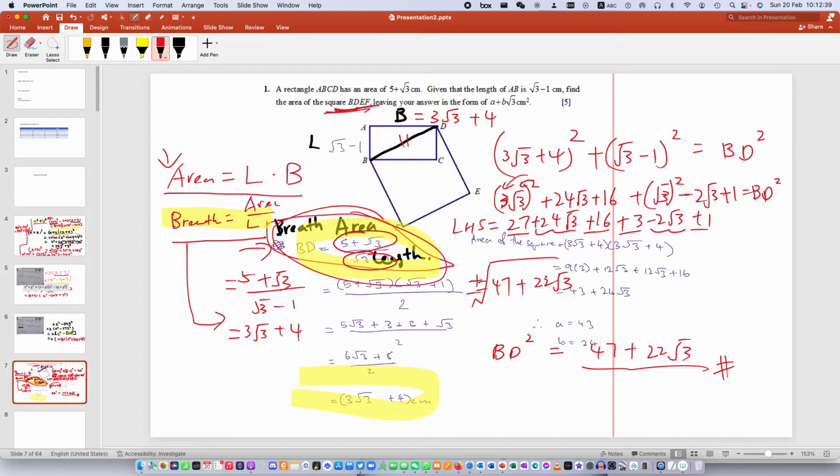Okay, so you see, what I'm trying to say is it's okay to make mistakes, but the most important thing is when you sense that you make a mistake, can you self-correct on the spot? You understand? Okay, so that's the answer. So basically you just tell BD square is the area of the square. Therefore area of the square is 47 plus 27.